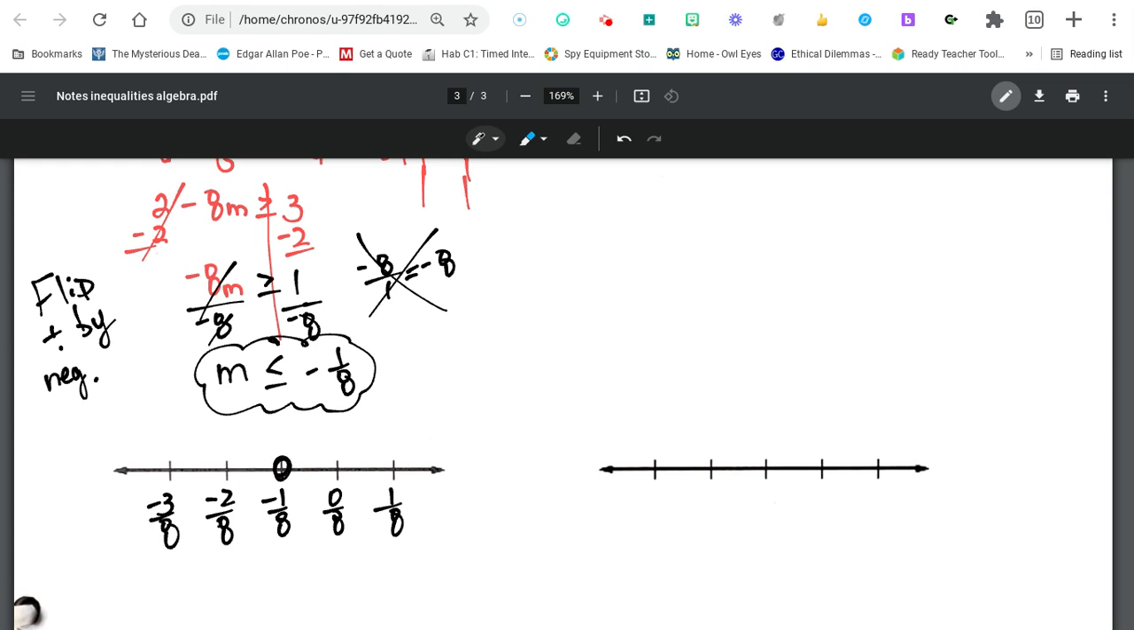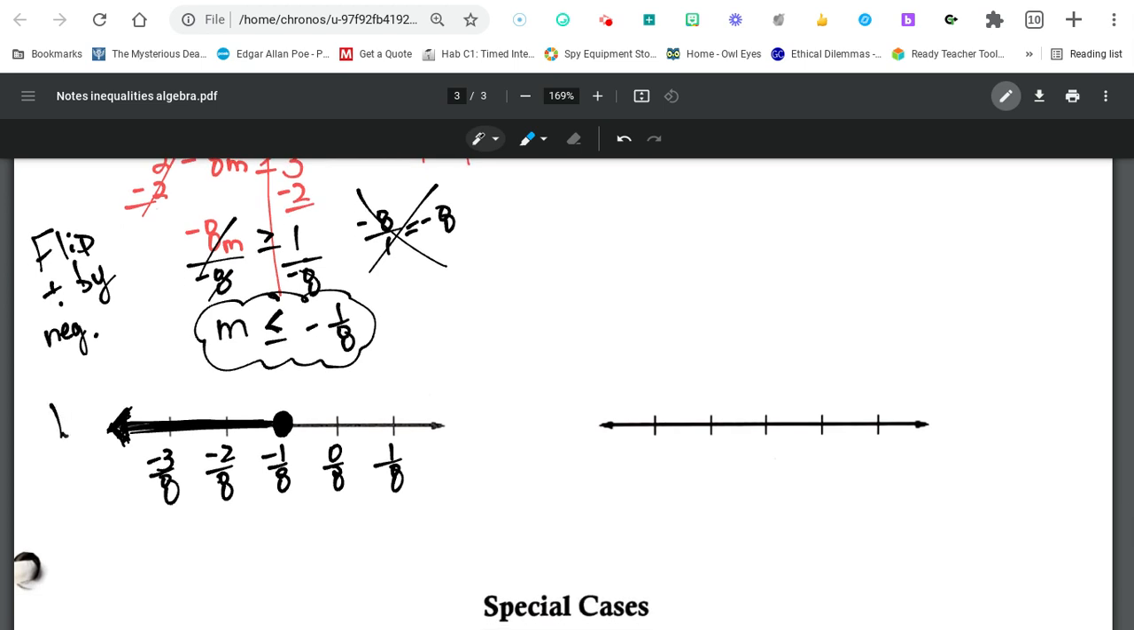Okay, I'm going to put a closed circle on negative 1/8. And because it's flipped to less than, I'm going to shade to the left. And in interval notation, I'm just going to write this from left to right. On the left, we have negative infinity. On the right, we have negative 1/8. So in interval notation, this is what it looks like. But you're going to use a bracket, not a parenthesis, because it's a closed circle on that negative 1/8, okay?